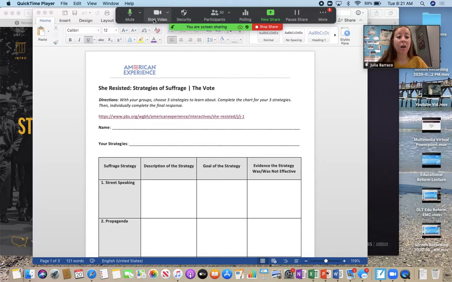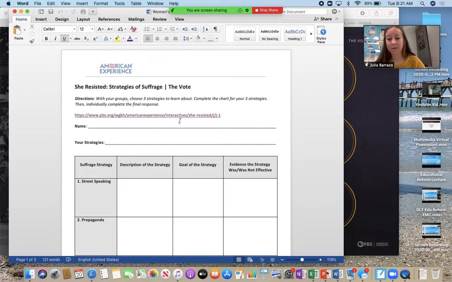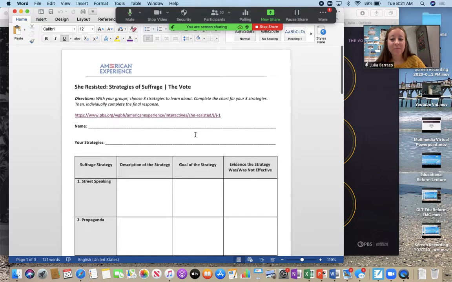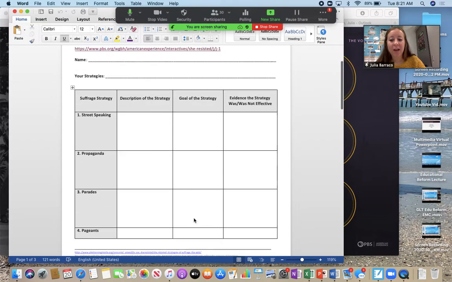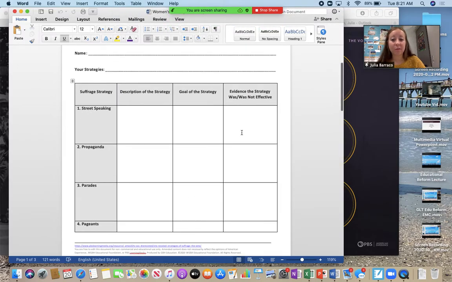So do you all have the worksheet and the site up? Okay, and taking your silence as a yes. So on the worksheet, there's a spot for your name, and I know it looks like a lot. It's not. So we're going to do this first box together.